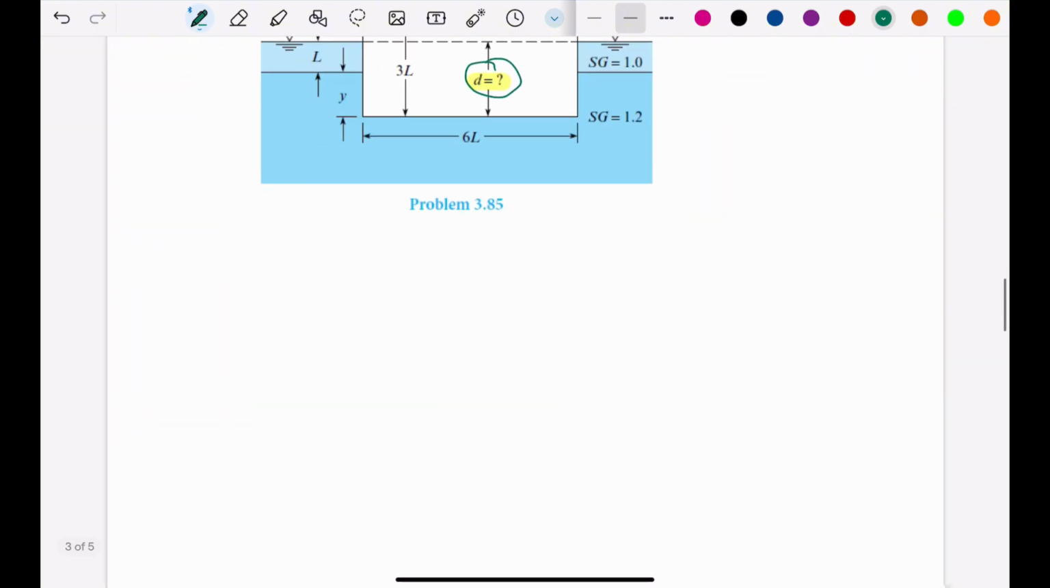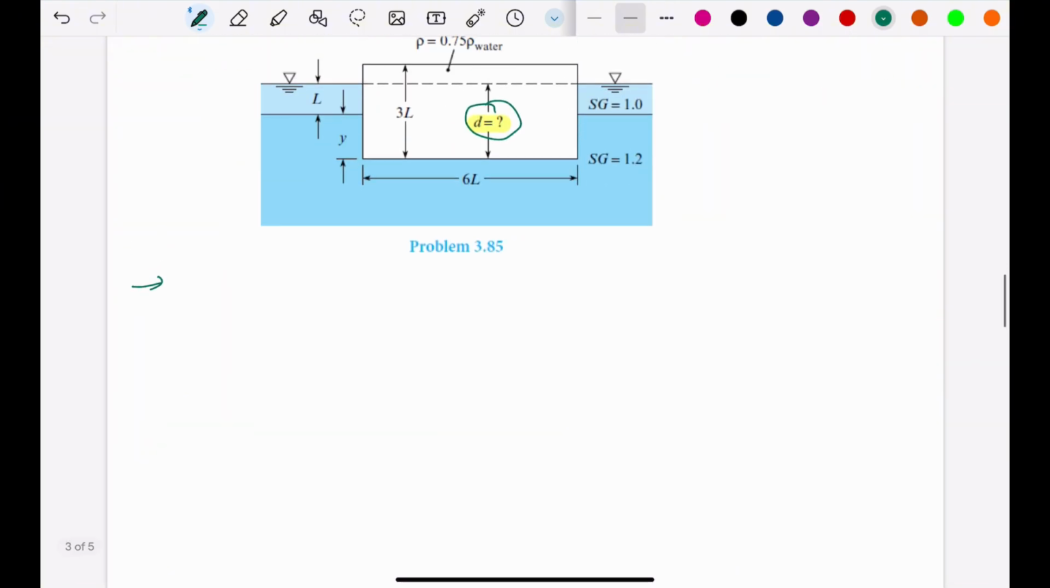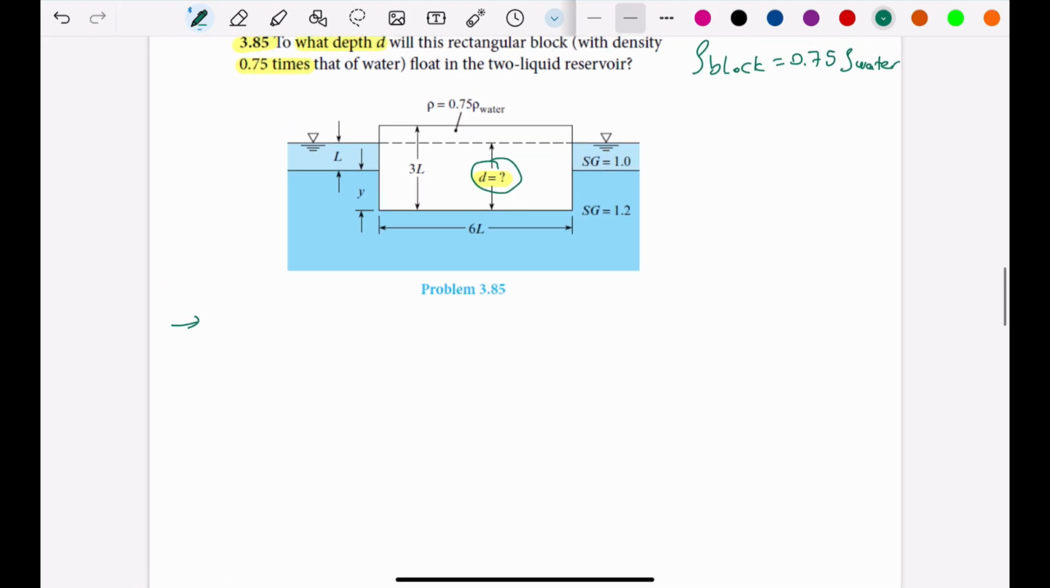So in the question, it is said that the block will be floating so that we are going to have equilibrium, which means that it will be in a state of static equilibrium, so it is not moving up or down. So all acting forces will be zero.